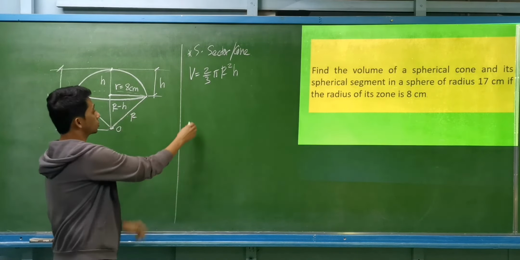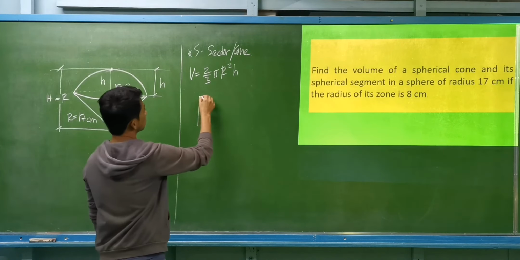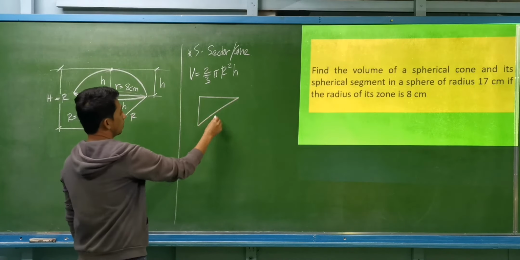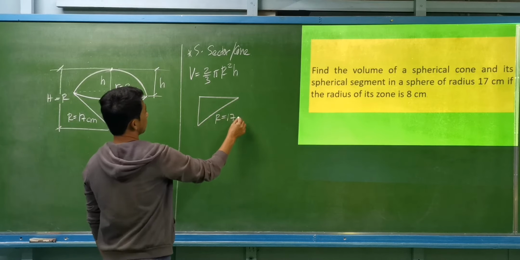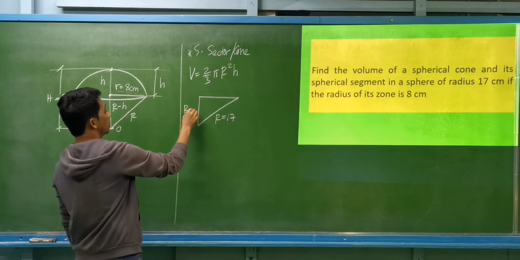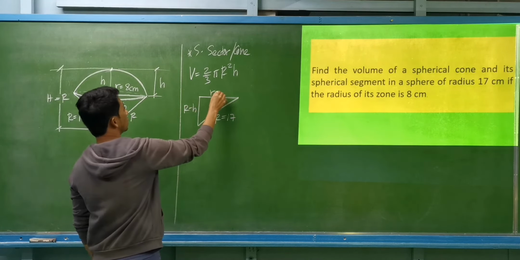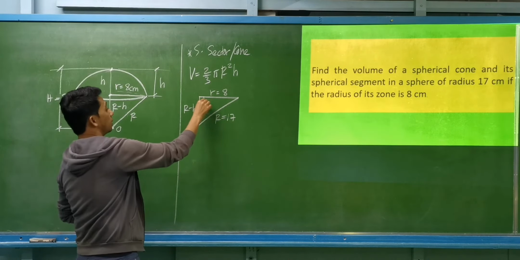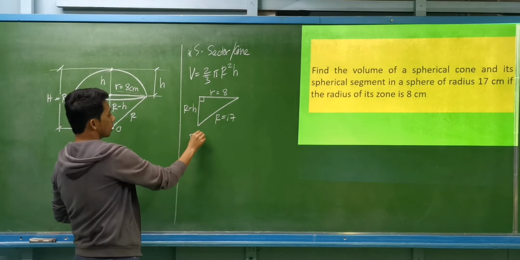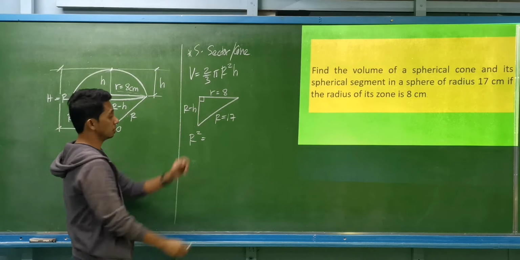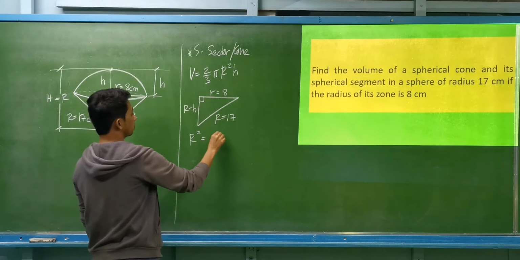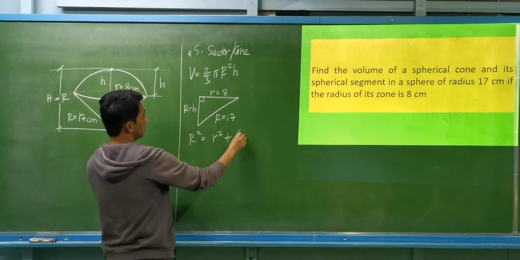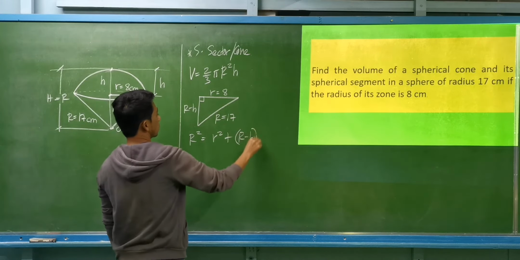If we are to isolate this triangle, we have this radius as 17. This distance is r minus h. This is the radius of the zone, equal to 8 centimeters. So we can have it by the Pythagorean theorem. The hypotenuse r is equal to the small r squared plus this value, r minus h, squared.